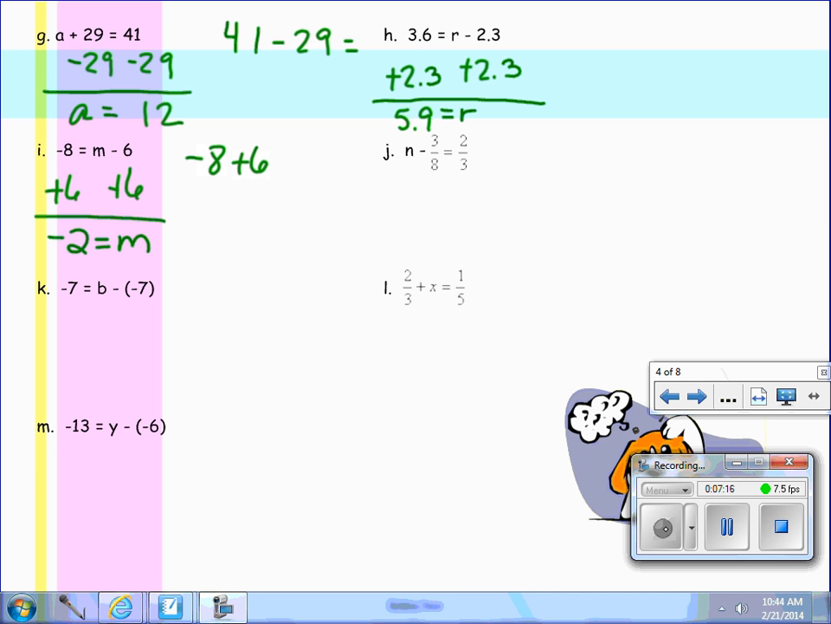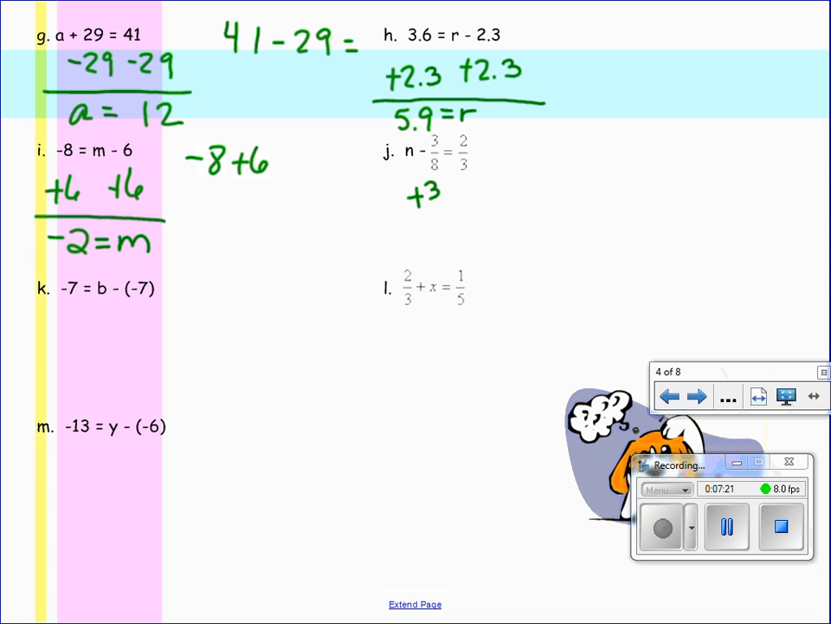So notice on this one, on J, we're dealing with fractions. So I'm going to add 3/8 to each side of the equal sign. So I'm going to have N left over on the left-hand side. In order to add with fractions, we have to find the common denominator.